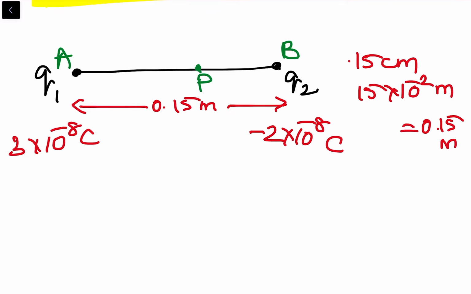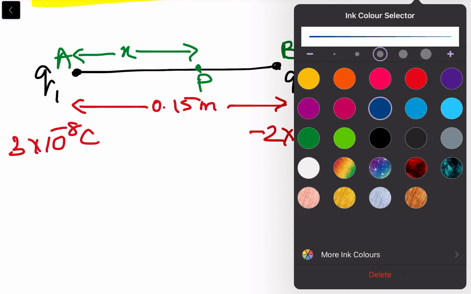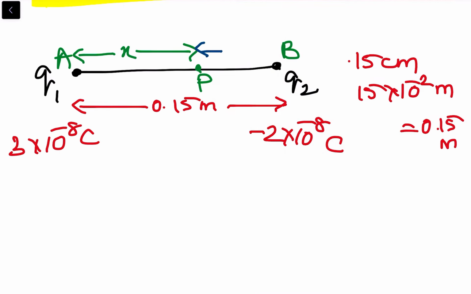Let us assume that the point P is at a distance of x from A. So therefore, from the point B, it is at a distance of 0.15 minus x. Okay, I'll write again neatly. So from the point A it is x, then from the point B it is 0.15 minus x. So this is the distance from the point B, that is from the charge Q2. So using the superposition theorem, we can add them. So you can see potential is 0 at the point P.